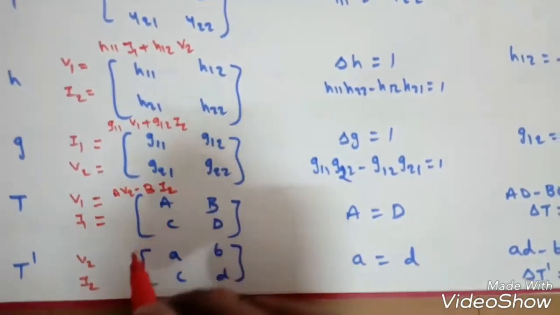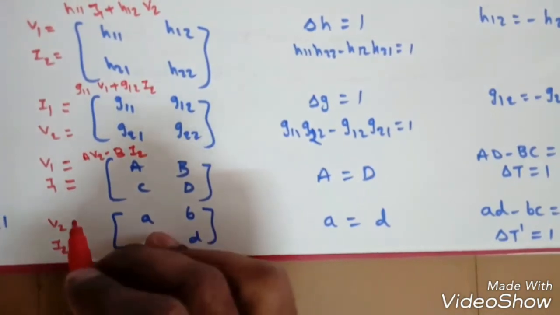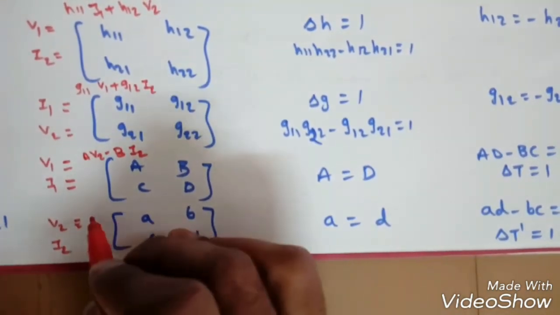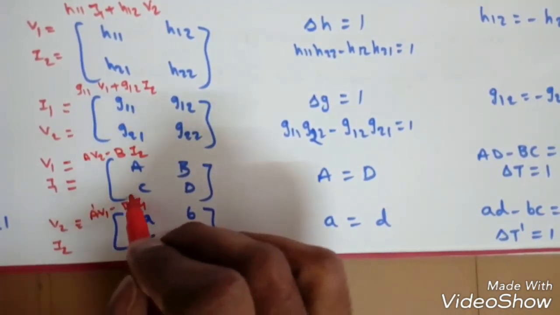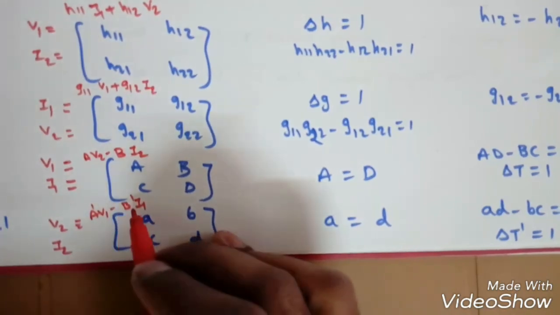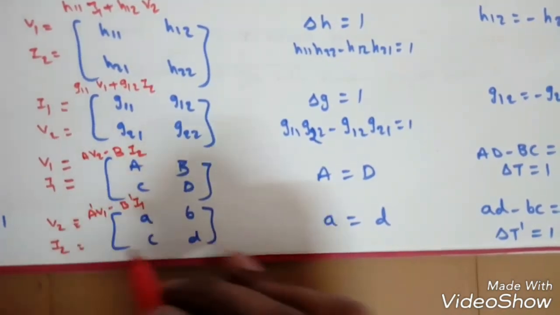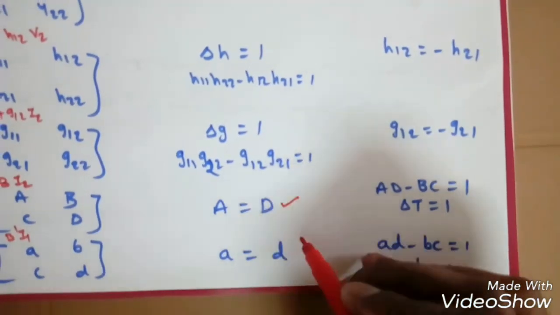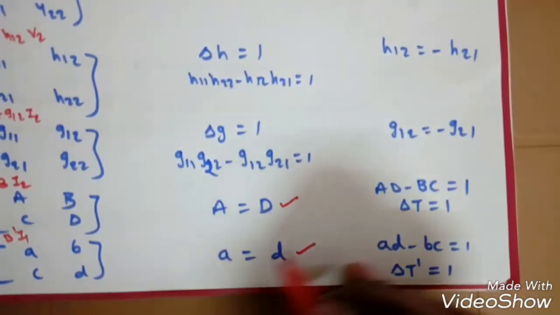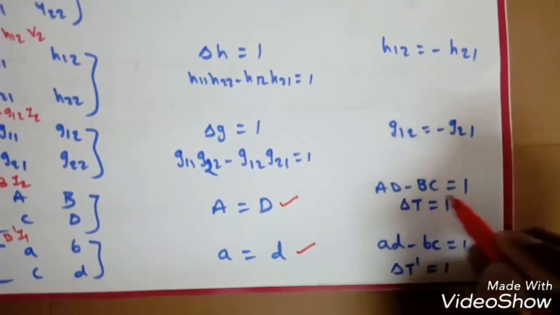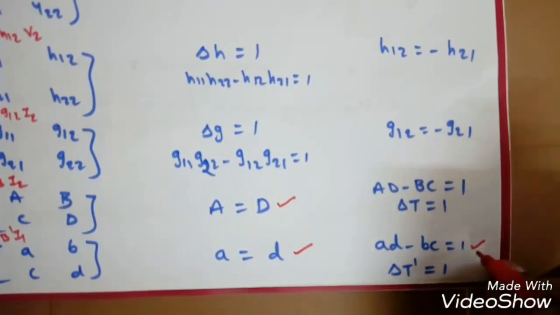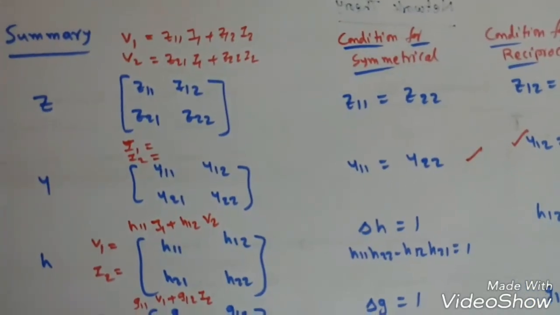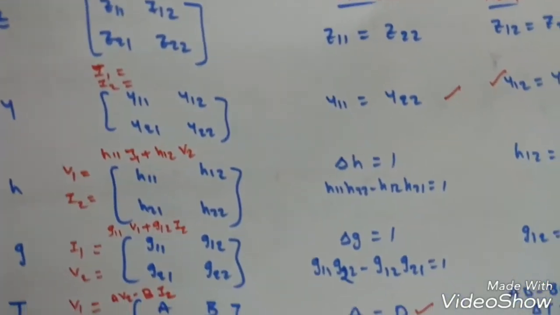Similarly, for the inverse transmission, we get V2 is equal to small a V1 minus small b I1, and so on, we will write. The condition for symmetrical is A equal to D and small a is equal to small d. And for reciprocal, AD minus BC is equal to 1, or delta T is equal to 1. Small ad minus bc is equal to 1 for the reciprocal. So this is the summary of these two-port parameters, right?